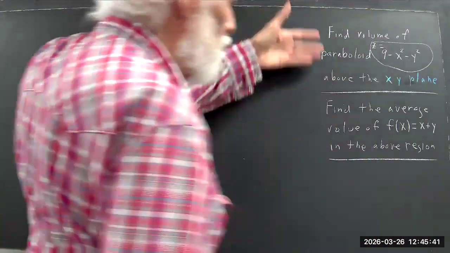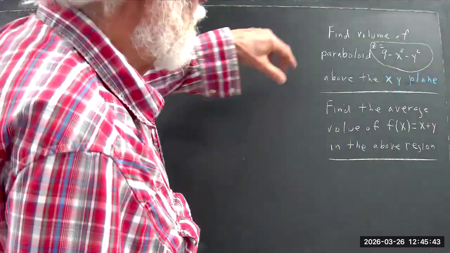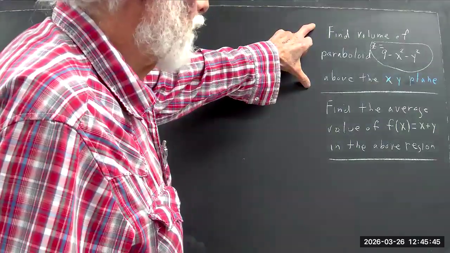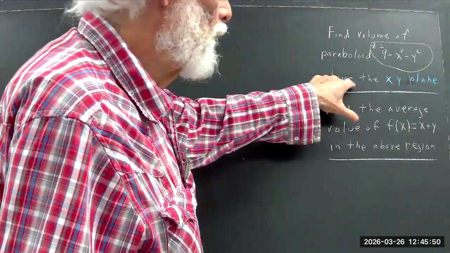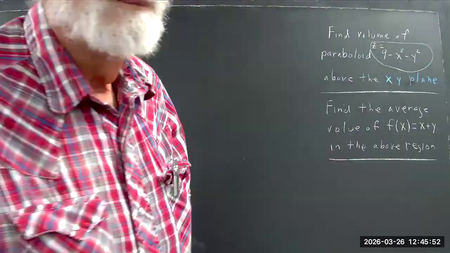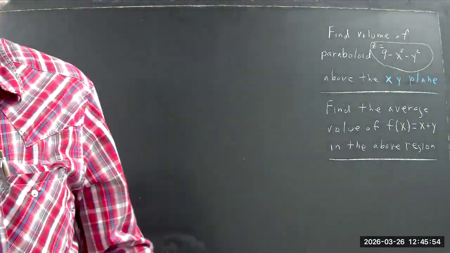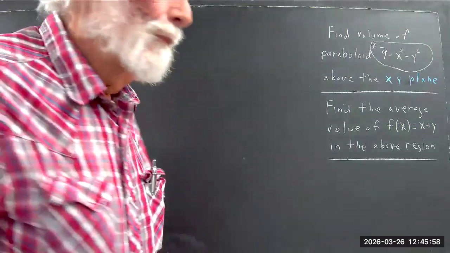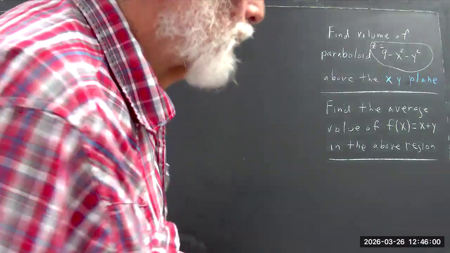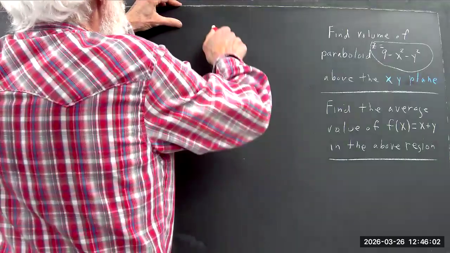Start with the quiz to see here. The first question is you want to find the volume of the paraboloid z equals 9 minus x squared minus y squared above the xy plane. And this requires, of course, that you get some picture of the paraboloid, okay? Now you could start a picture of the paraboloid.